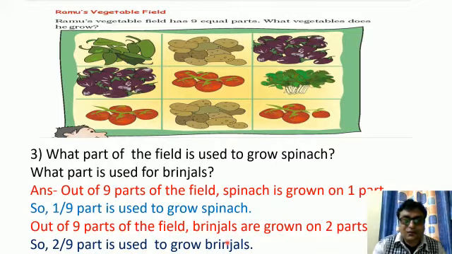So have you understood the difference between how many parts and what part? If the question is asked how many parts, then you have to simply answer 2 parts, 3 parts. But if the question is asked what part of the field, then you have to answer in fraction. Means below you have to write total parts, and on the upper side, on the numerator, you have to write how many parts. So 3/9, 2/9, 1/9 should be the answer.